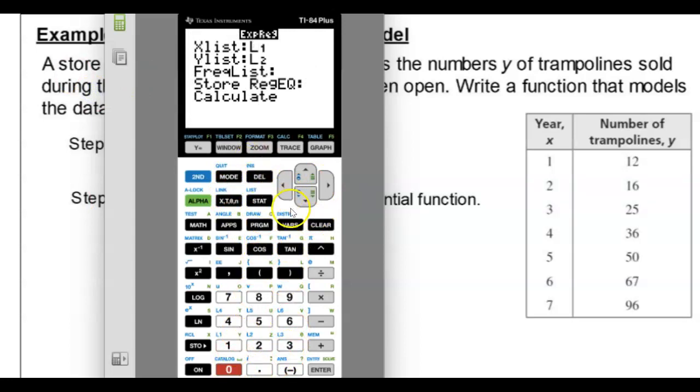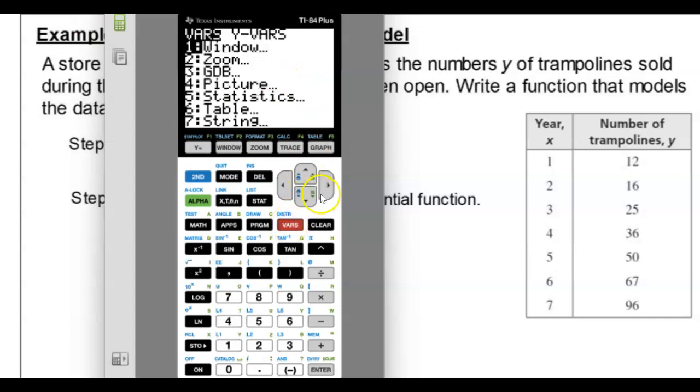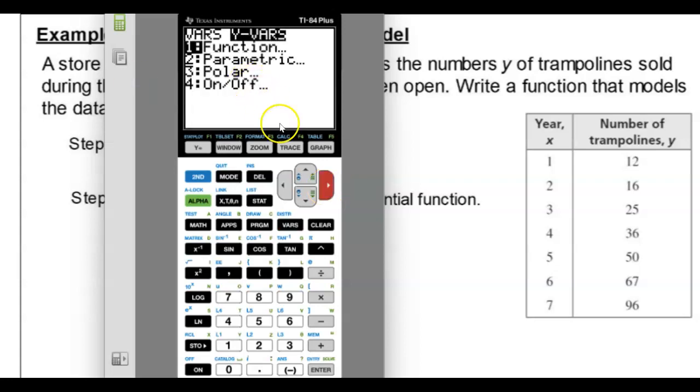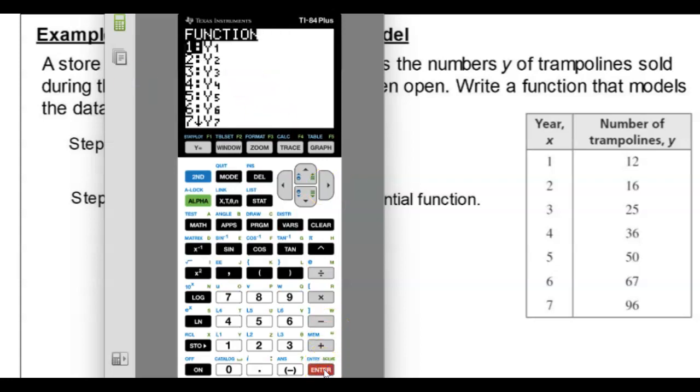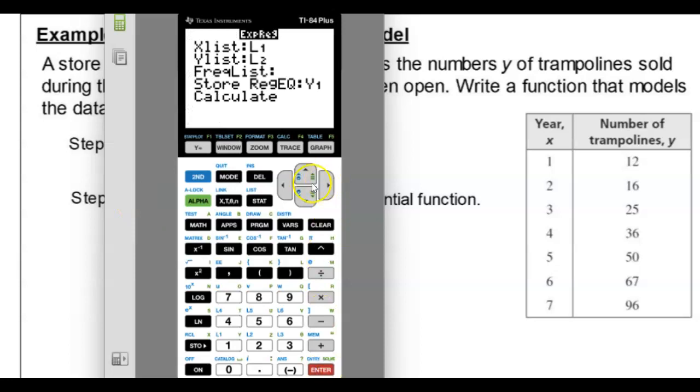Just to show you real quick how you can do that, when we did stat, calc, and we opted for 0, before we hit calculate, where it says store regression equation, this is where we can have it store it into Y1 and have it graph what we want graphed. So hit the vars button, for variables, go over to Y variables, hit enter on the first one that says function, and hit enter on Y1. Now when you go down to calculate, it's storing the equation we just made into Y1.